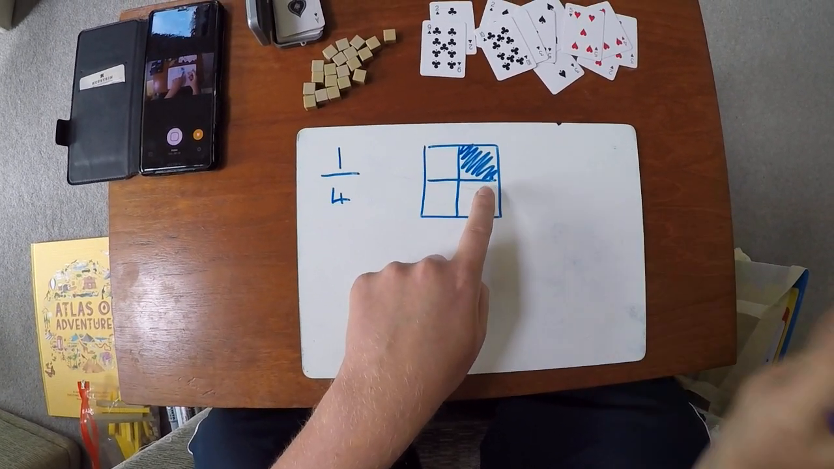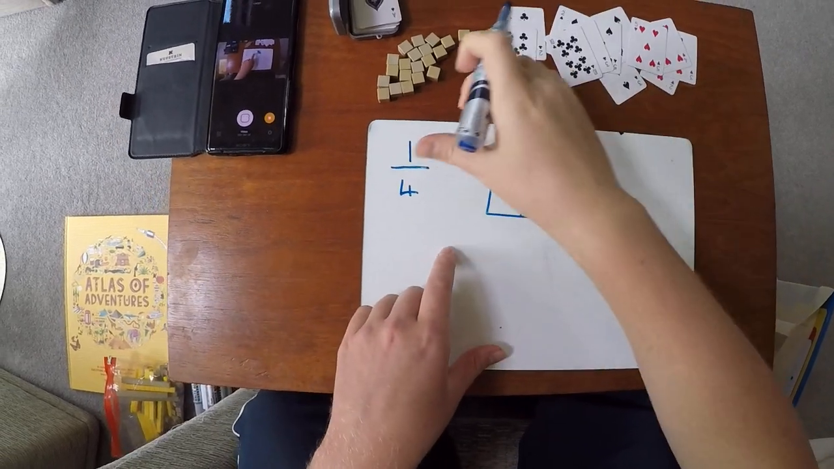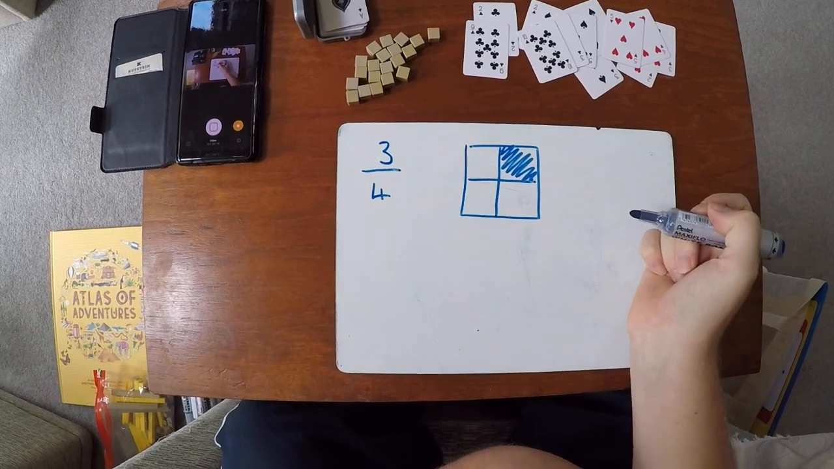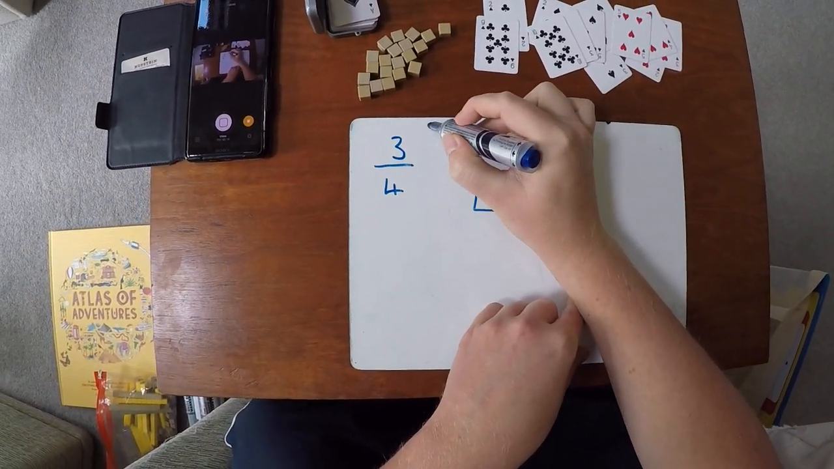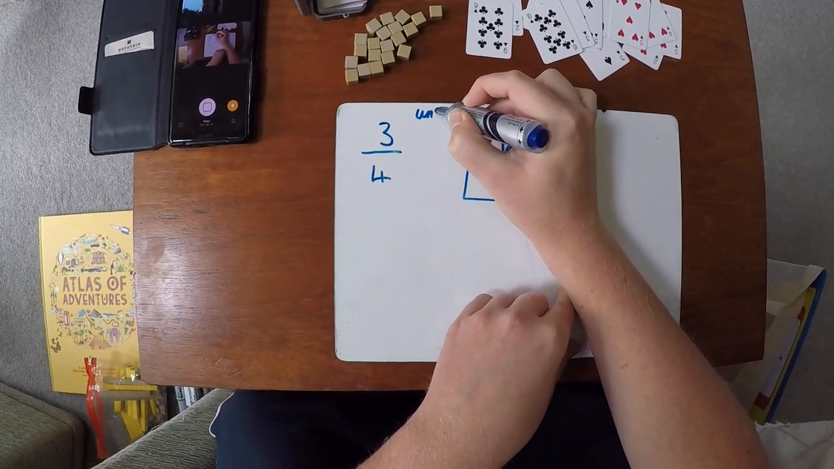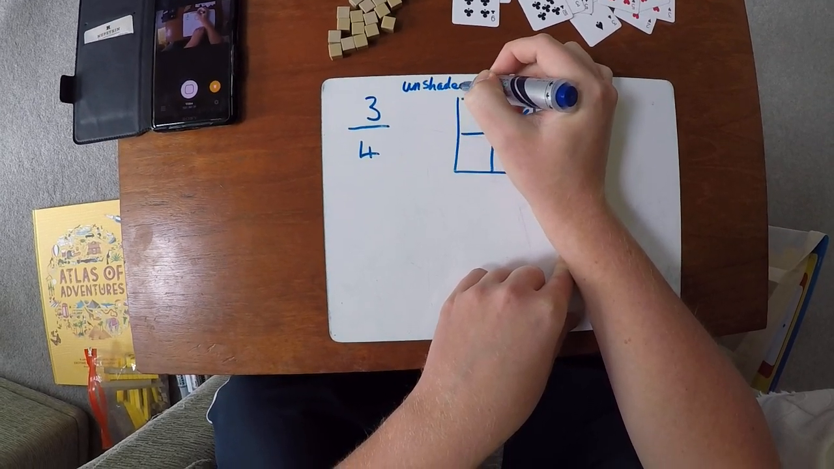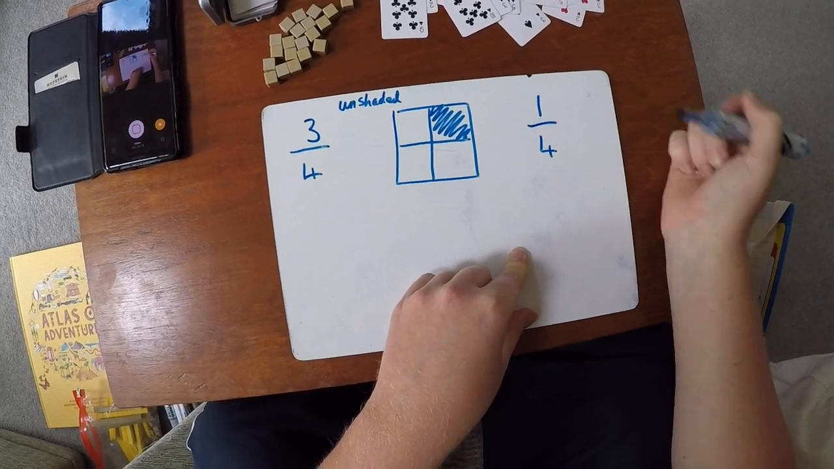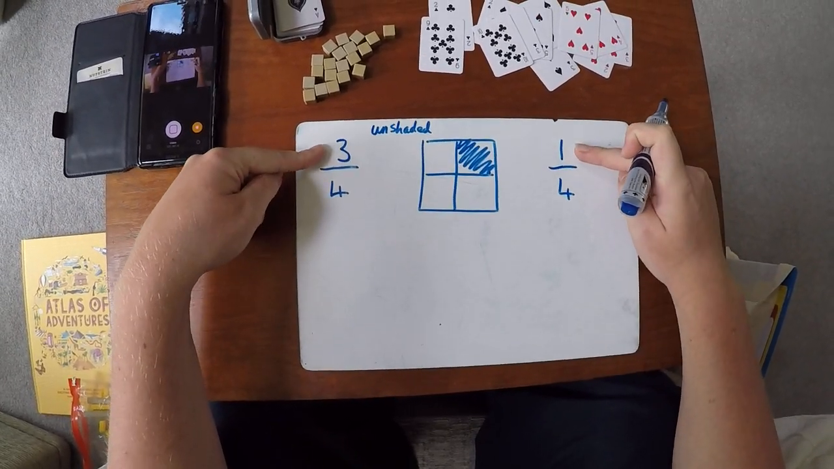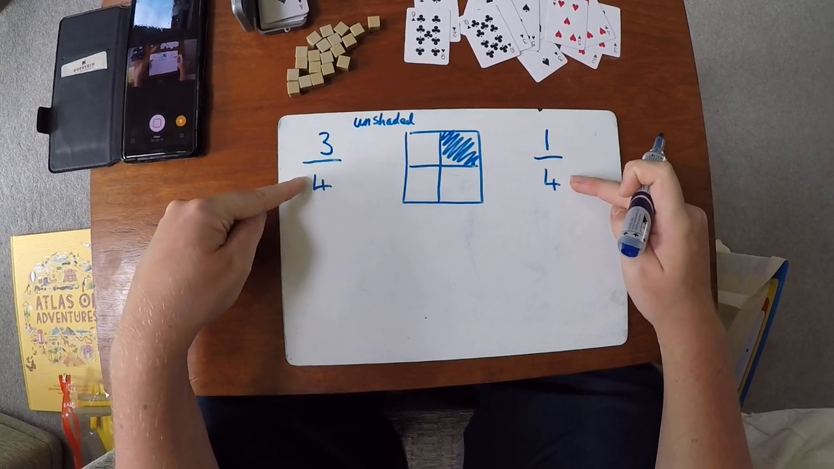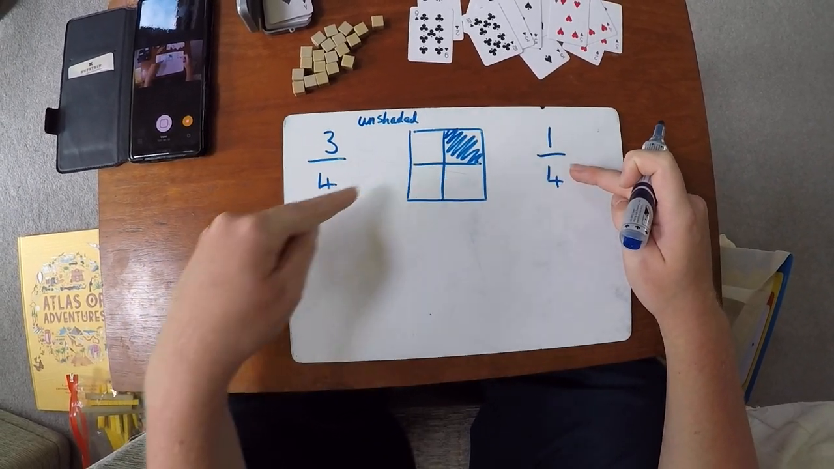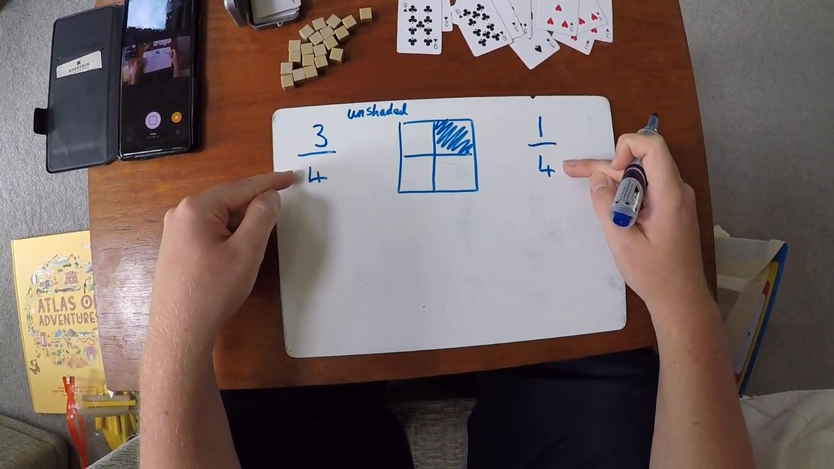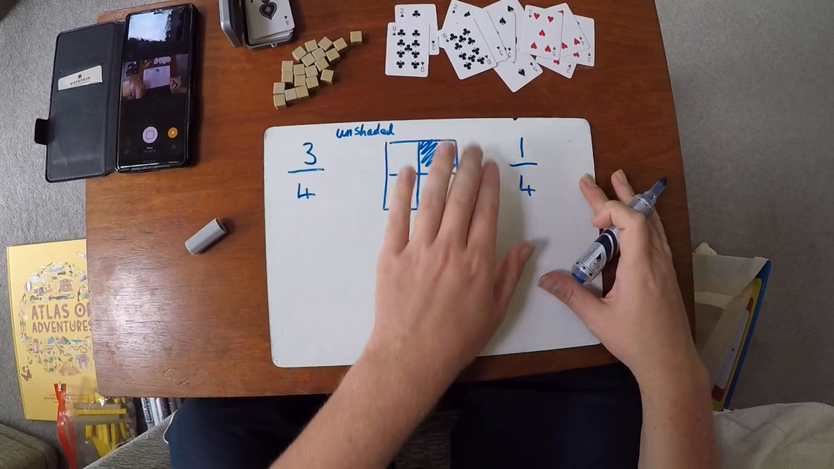So in this one, we've got 3 parts unshaded. So our numerator would be 3. So we'd say there's 3 parts unshaded, and there's 1 part shaded, and you can see that our 3 and our 1 add up to our total number of 4. So the unshaded and the shaded part should always add up to your total number of parts. So you've got them there. Let's just have a look at one more there.